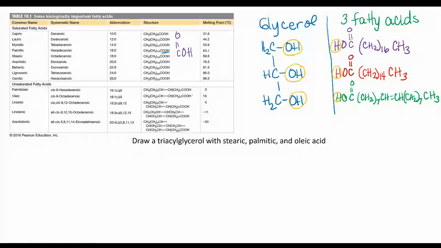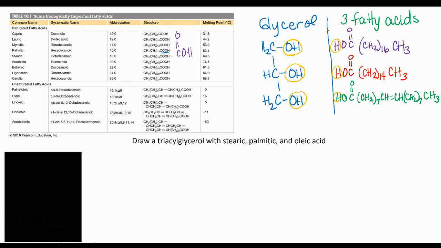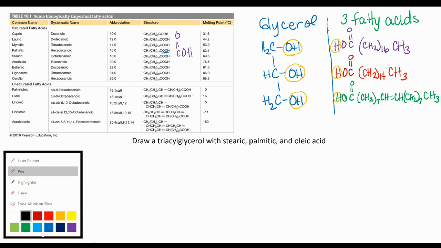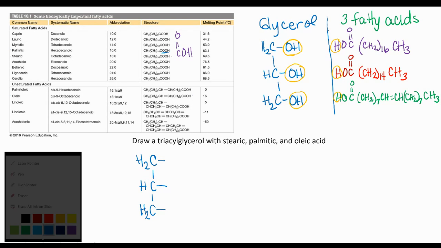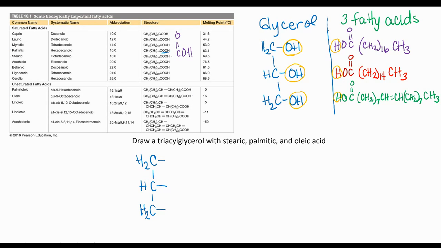So it's going to be, I guess I'll use the color coding still. It has that glycerol backbone. Okay, so there's our glycerol backbone. And then we will add in our fatty acids that have now formed an ester linkage.